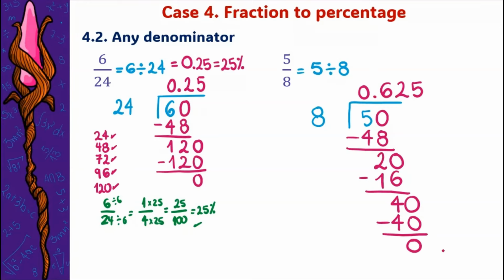Sometimes you keep going and keep going and you never get the 0. So don't worry, you don't have to keep going forever. You just do it 2 or 3 times and report that number, okay? So this is going to be 0.625, which is, if we move the decimal point twice, 62.5%. And that's how we convert it into a percentage.